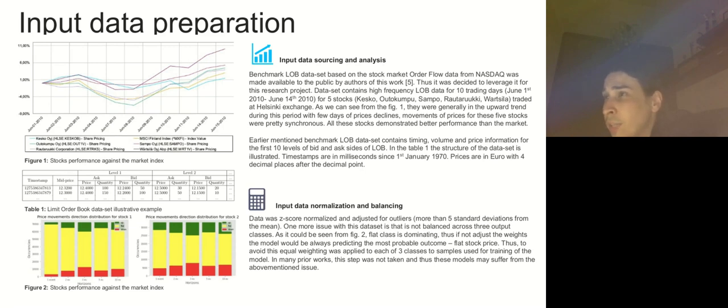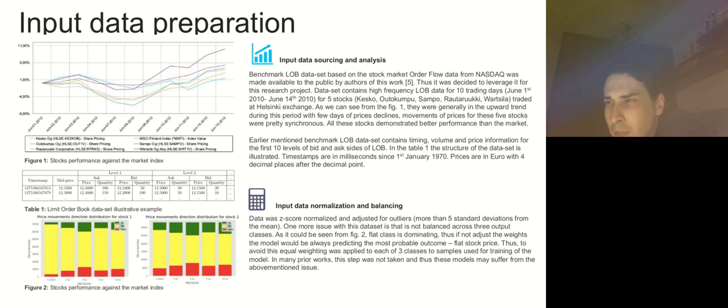So we started with a benchmark LOB data set, which was actually open sourced, and which consists of five Finnish stocks. You can see the charts depicting how they were developing over these 10 trading days. And as I mentioned, the classes are heavily unbalanced.